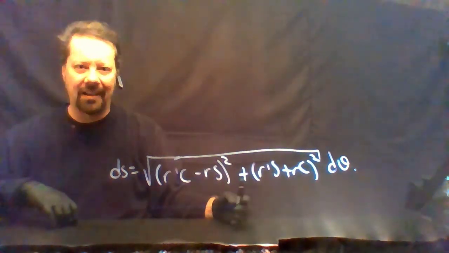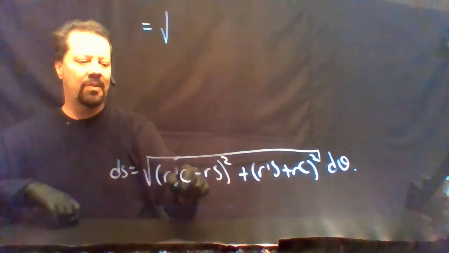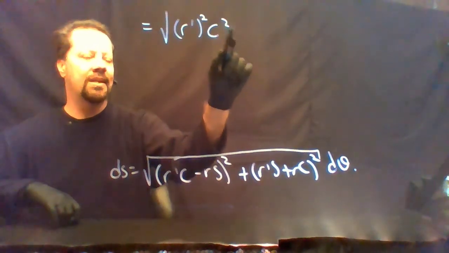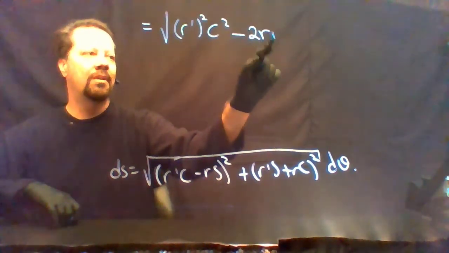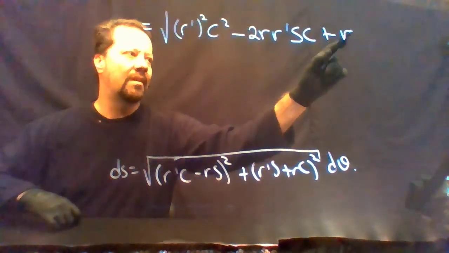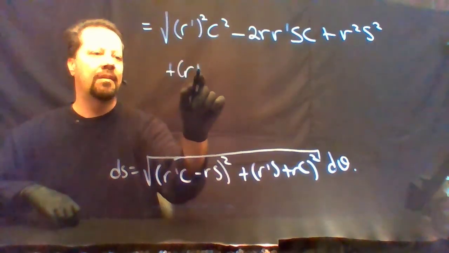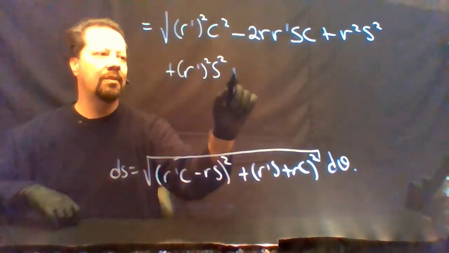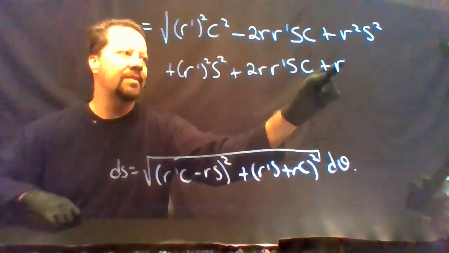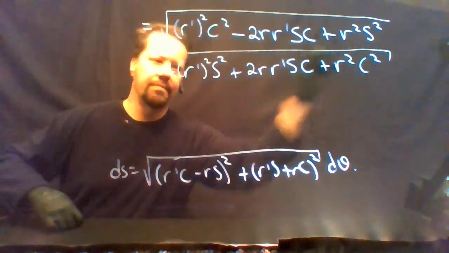This has to simplify. And so we'll have the square root of r prime squared cosine squared minus 2r prime sine cosine plus r squared sine squared, and then plus r prime squared sine squared plus 2r prime sine cosine plus r squared cosine squared. I guess the square root ends here.